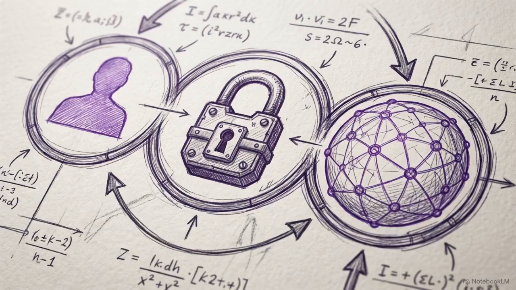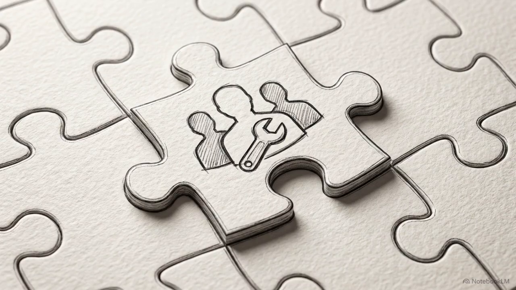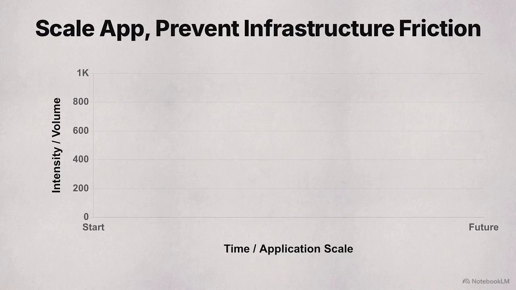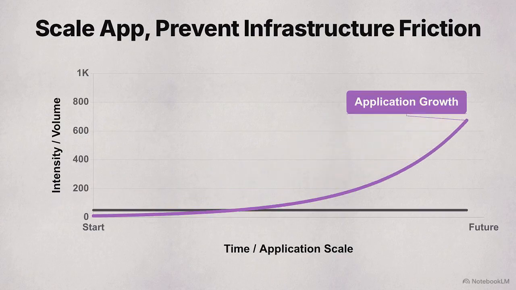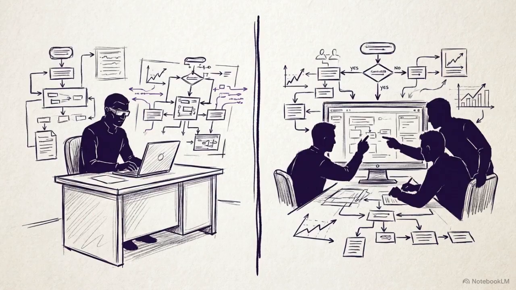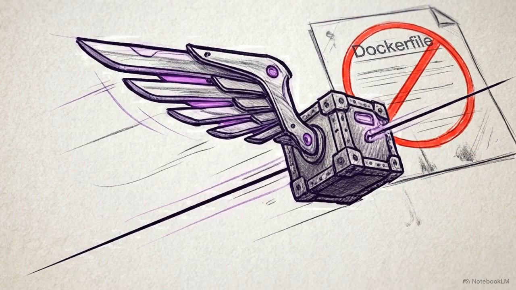To simplify the choice, we can group these 9 strategies into 3 specific team scenarios. Matching the deployment tool to your team's specific archetype helps prevent the accumulation of infrastructure friction as your application grows. The first scenario is for solo developers or small, agile teams. Your priority is shipping features quickly with 0 configuration deployments, bypassing traditional Docker files entirely.